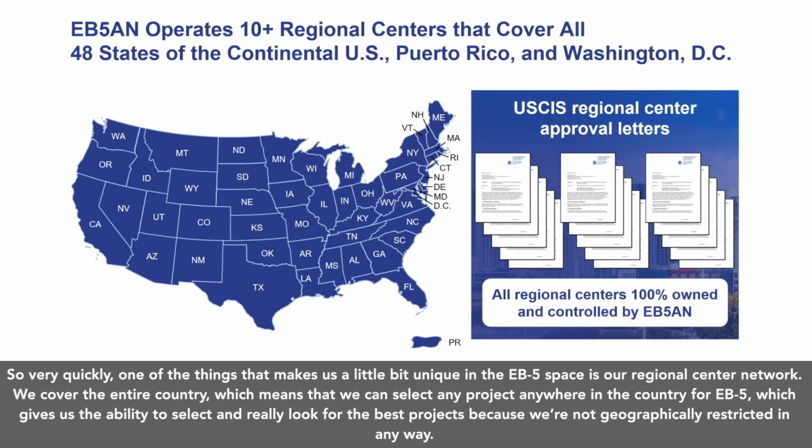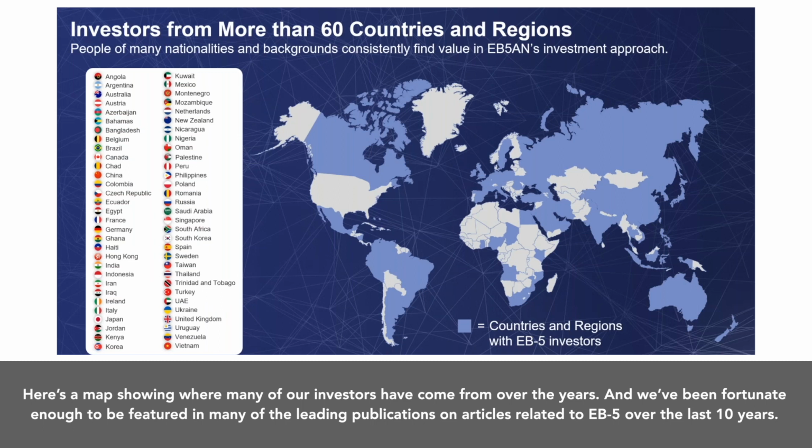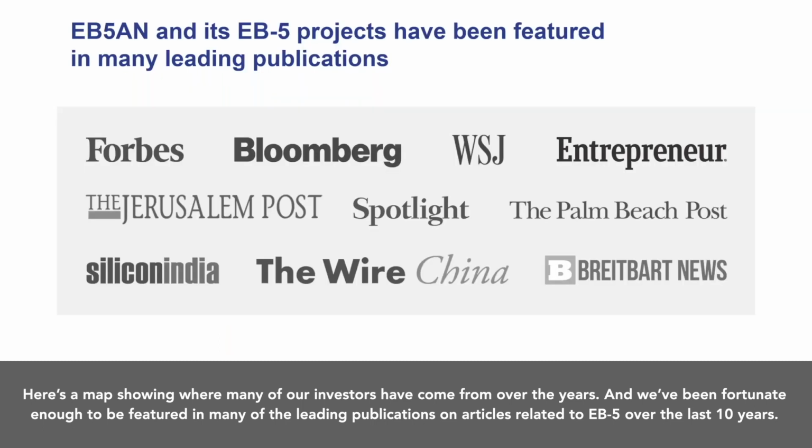So very quickly, one of the things that makes us a little bit unique in the EB-5 space is our regional center network. We cover the entire country, which means that we can select any project anywhere in the country for EB-5, which gives us the ability to really look for the best projects because we're not geographically restricted in any way. Here's a map showing where many of our investors have come from over the years. And we've been fortunate enough to be featured in many of the leading publications and articles related to EB-5 over the last 10 years.